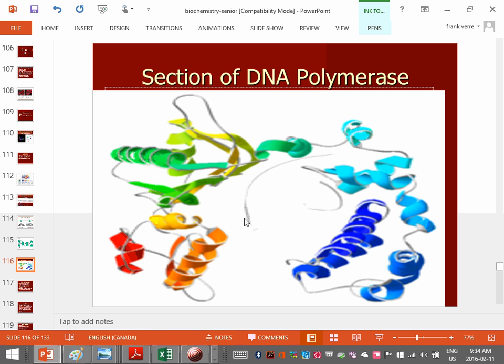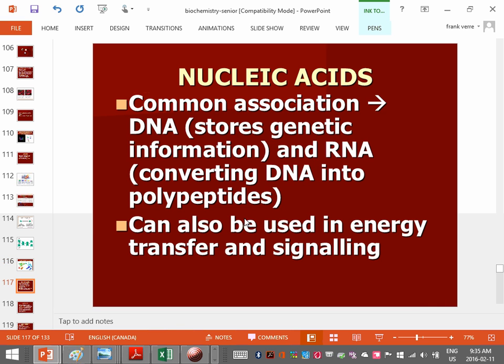All right? This protein has a particular function. Guess what this protein makes? It's called DNA polymerase. Guess what it makes? It makes DNA, which is our next molecule.